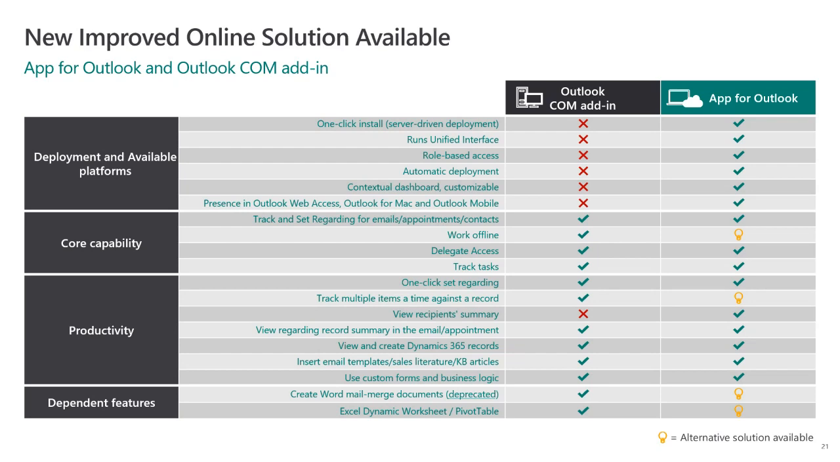One of the things that is on the roadmap is the ability to track multiple items against a single record. That was something you could do in the Outlook COM add-in, and you cannot really do that yet in the app for Outlook, although you can achieve something similar with folder tracking and also to some extent with category tracking, because you can then synchronize multiple items to Dynamics 365 just by assigning a category. The Outlook COM add-in didn't allow contextual information, so you couldn't see the recipient's summary, whereas you can in the app for Outlook.